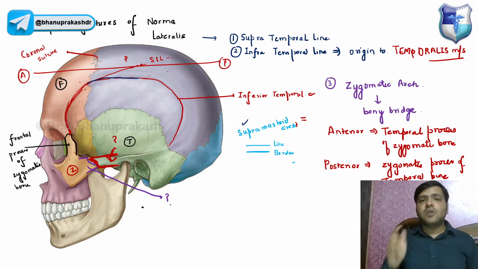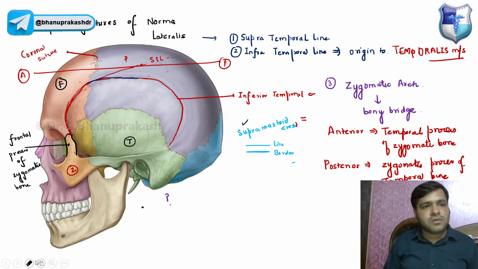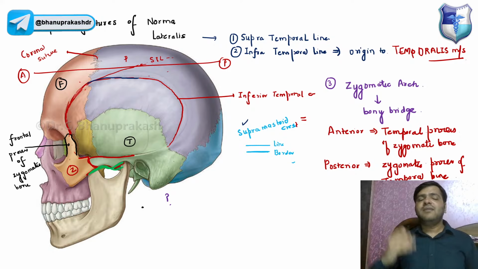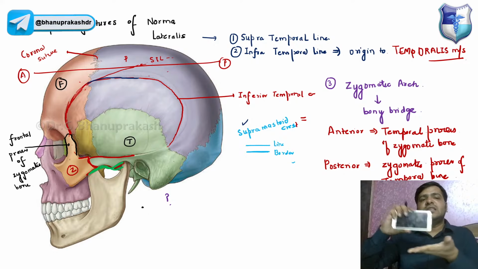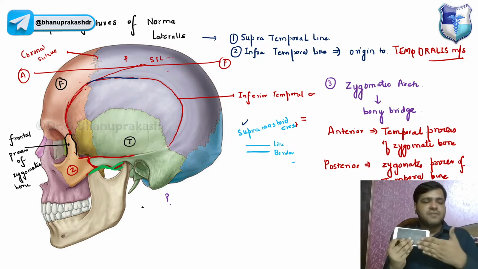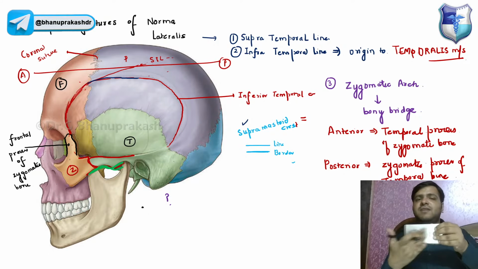Now, guys, over here, I wanted to discuss something very important. Just try to see. You already know we have the temporal process of the zygomatic bone and the zygomatic process of the temporal bone. But specifically, when I am talking about the lower border and the inner surface, remember, physiotherapists, the lower border, and there will be two surfaces, one on the front side and one on the back.